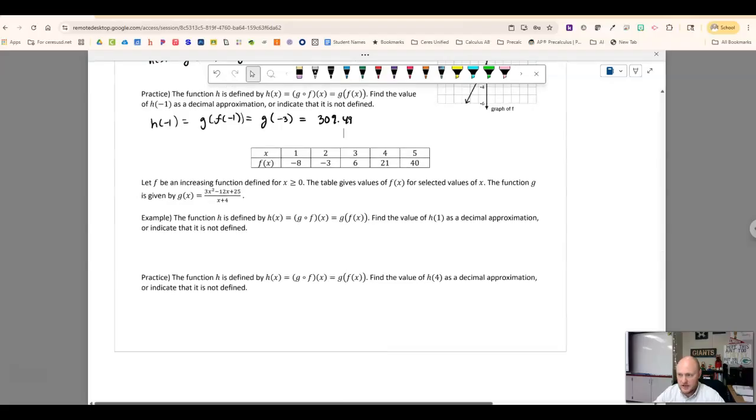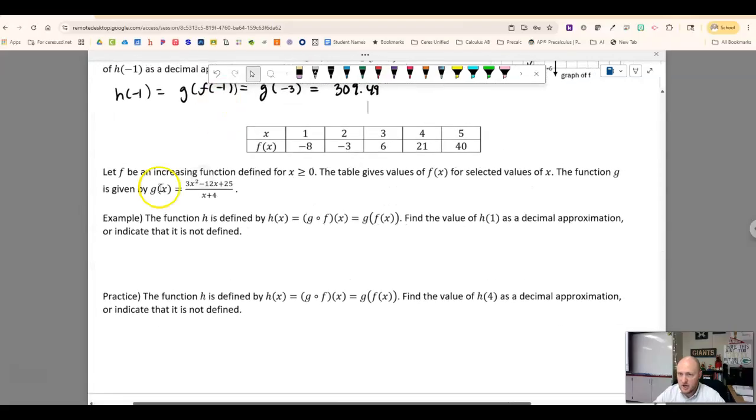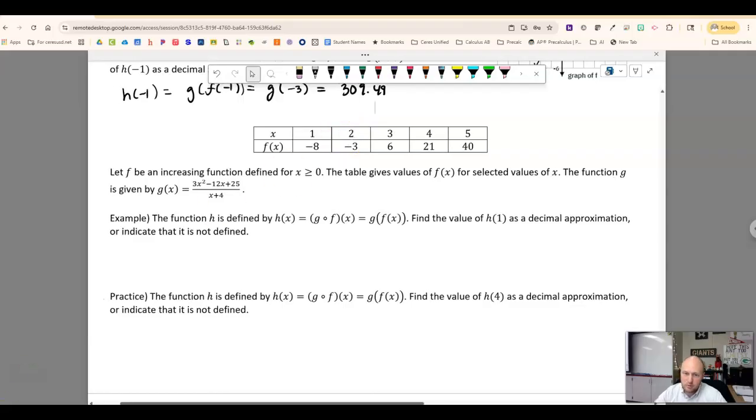Okay, let's look at another example, but this time not involving a graph. They give us information in a table. They say let f be an increasing function defined for x greater than or equal to 0. The table gives values of f of x for selected values of x. The function g is given by g of x equals 3x squared minus 12x plus 25 divided by x plus 4. They say the function h is defined as h of x equals g of f of x. Find the value h of 1 as a decimal approximation or indicate that it is not defined.